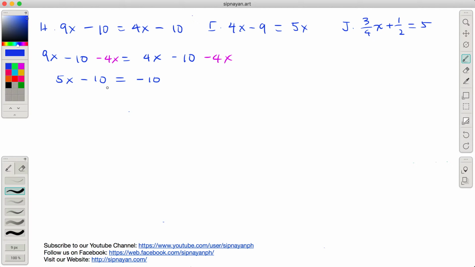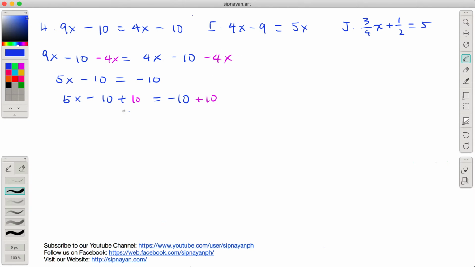So, aalisin naman natin yung minus 10. And we can do that by adding 10. 5x minus 10 plus 10 equals negative 10, so mag-add tayo ng 10. So, this is plus 10 and this is also plus 10. Again, kung ano yung add natin dito, ganun din ang i-add natin sa kanan. Whatever we do on the left-hand side, we also do on the right-hand side.